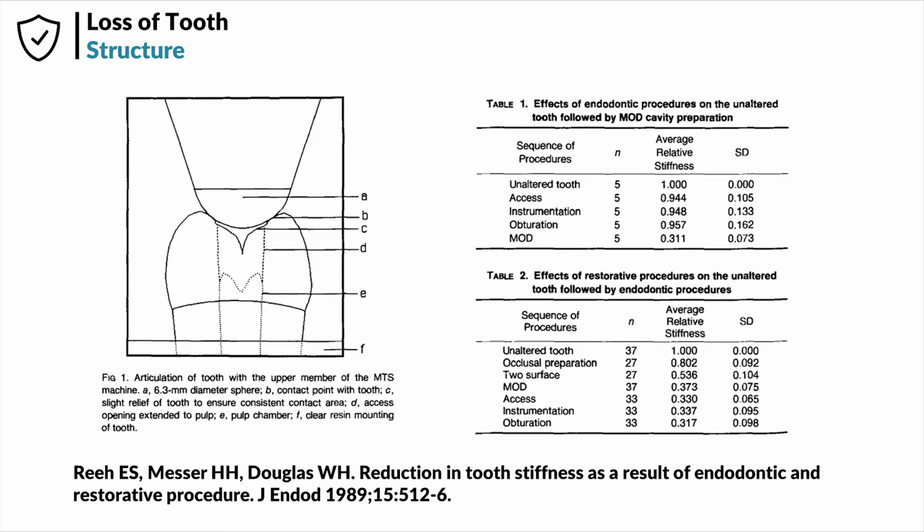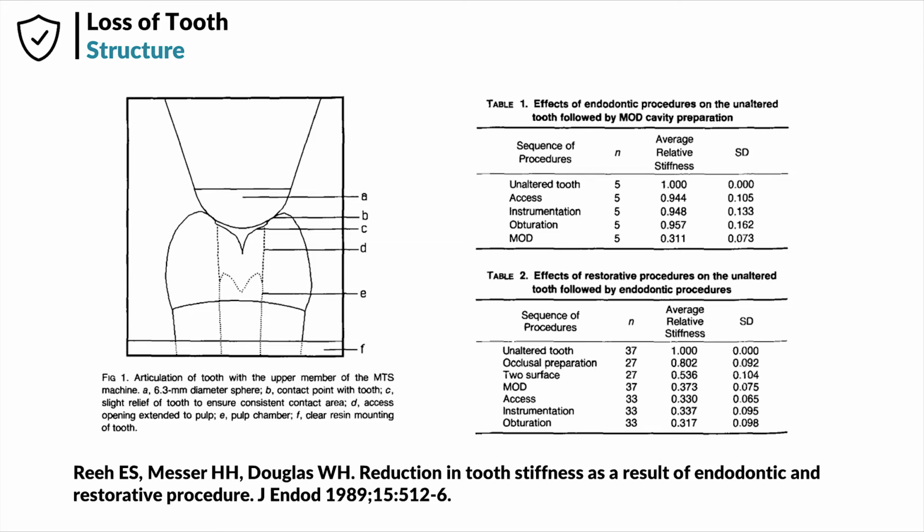Right? So they did that with a bunch of premolars, and really the part that I want to turn your attention to is, and I know you guys don't understand the endodontic part yet in terms of access and instrumentation, but the minute you go from unaltered tooth, which is 100%, to that MOD, you've lost 70% of the relative stiffness of that tooth. So a pretty precipitous drop in structural integrity. So that's if you did the root canal first.